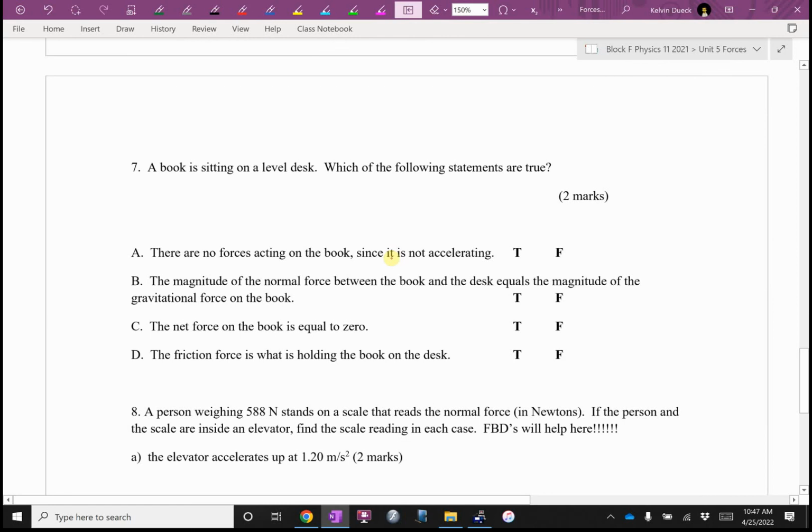How many marks is number 7 worth? How many true-false questions are there? 4? You know what? Half mark each. Makes sense? A book is sitting on a level desk. I just imagined my binder sitting in front of me. There are no forces acting on the book because it's not accelerating. True or false?